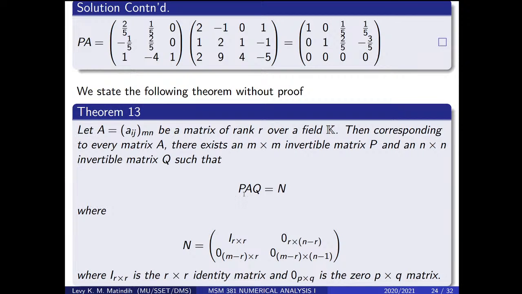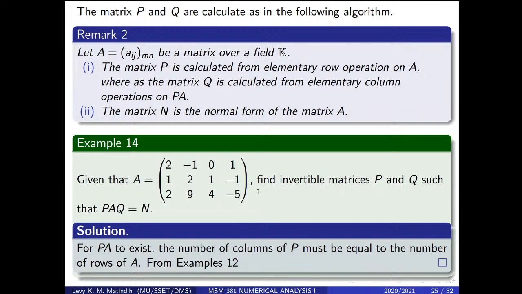From there, you apply elementary column operations on the product PA. In short, you apply the elementary column operations on the reduced row echelon form of matrix A, which is just the product of P and A. So first, you apply elementary row operations on matrix A, and you are going to get the matrix P. From there, you apply elementary column operations on the product PA to obtain the matrix Q. This is how you solve for the matrices P and Q in that sequence.